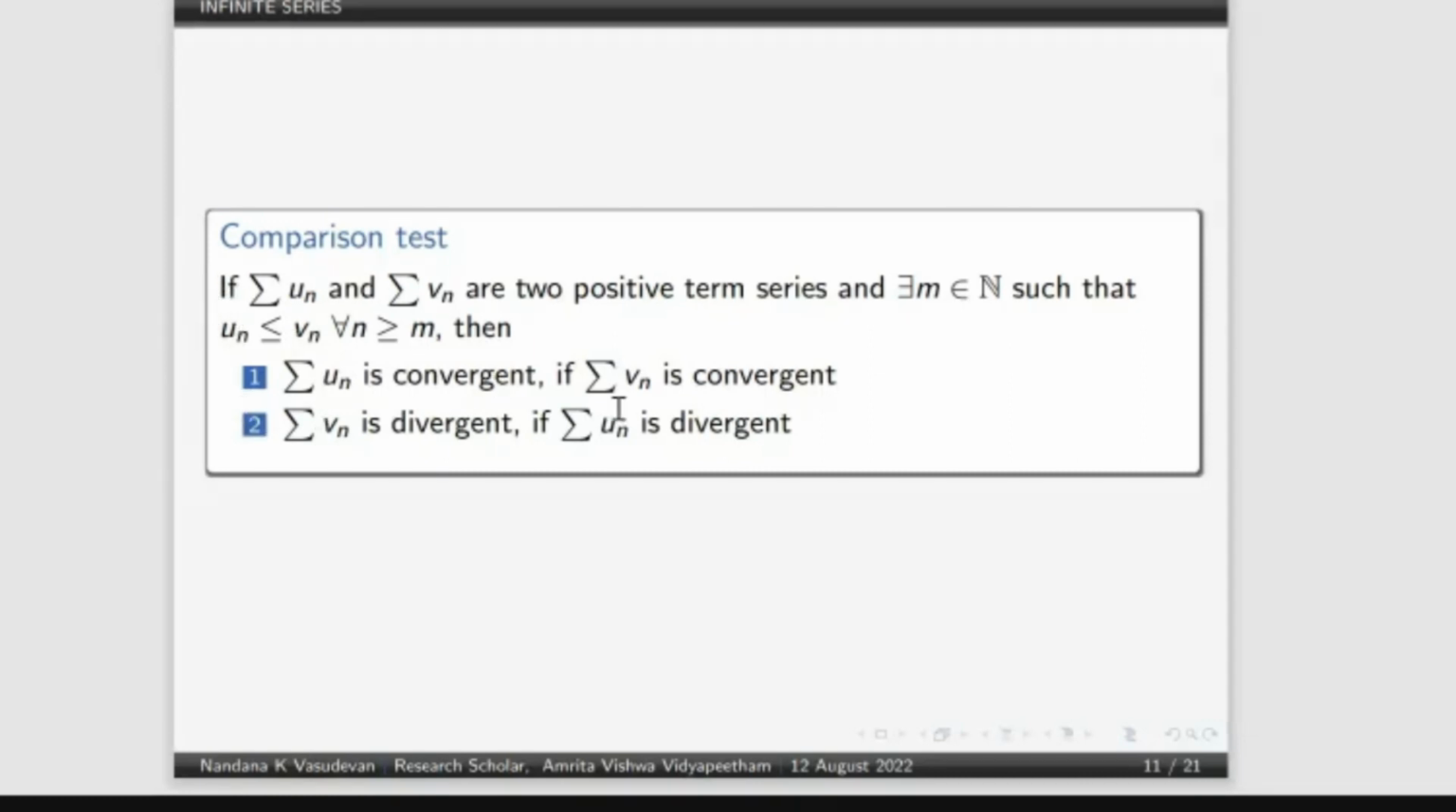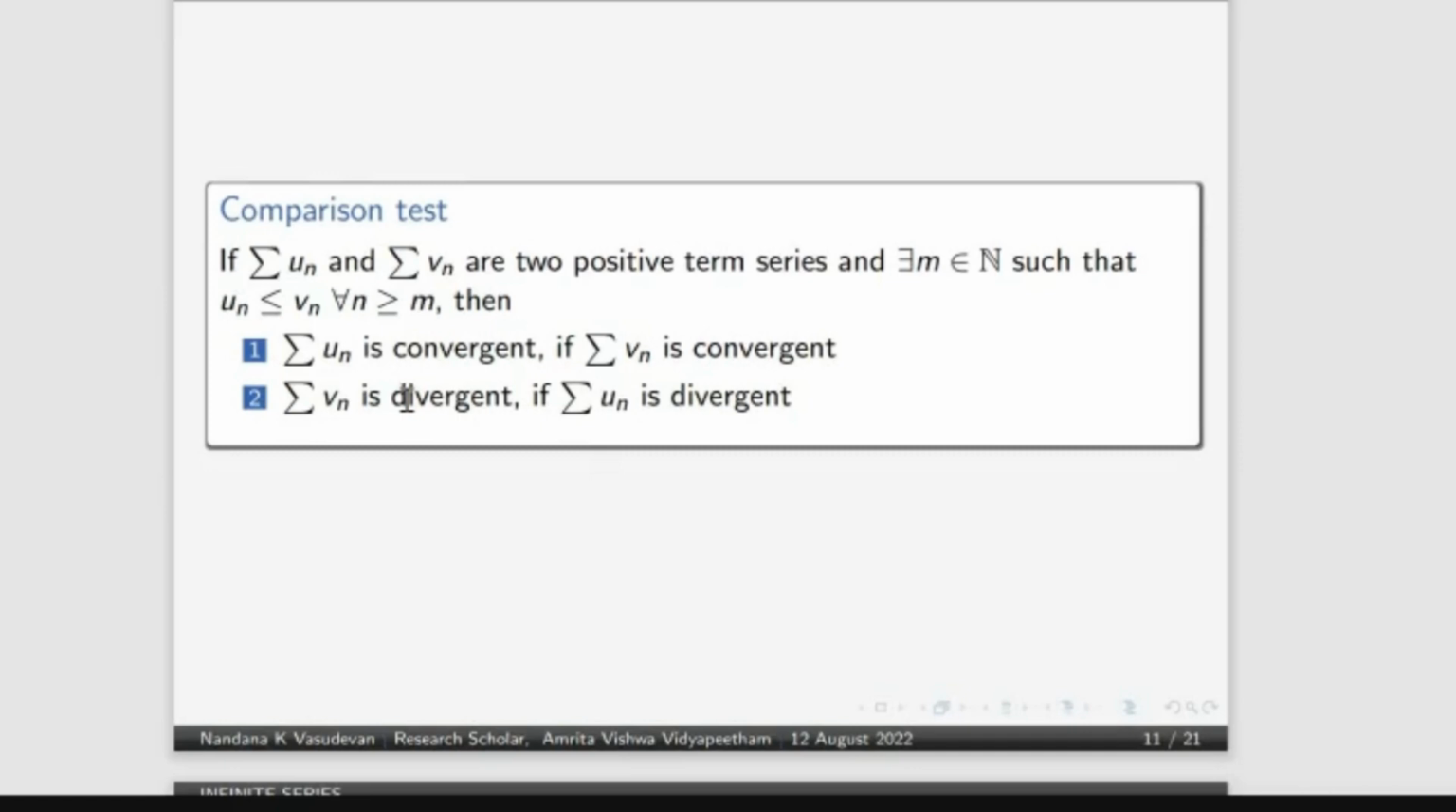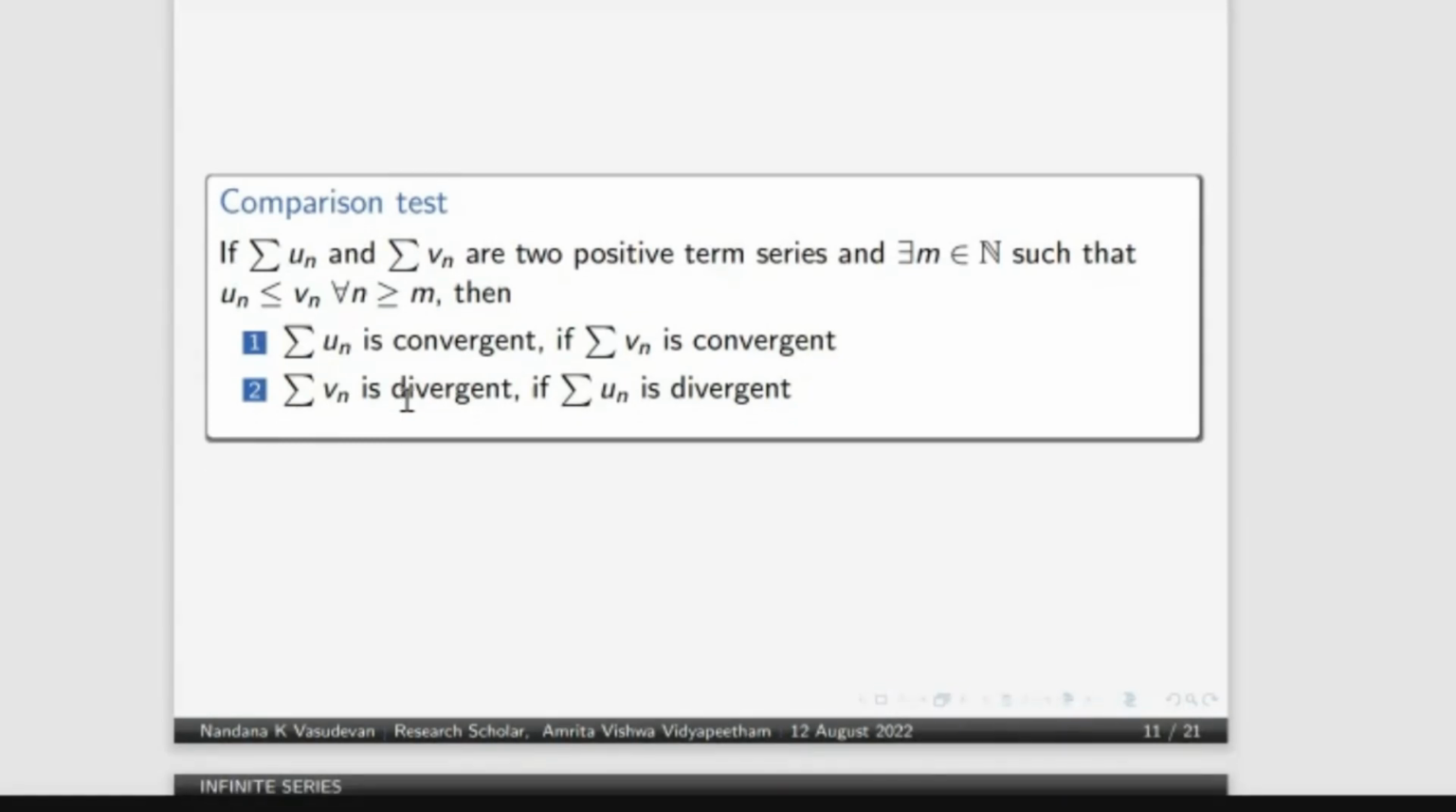Because according to the theorem statement, the series which is convergent, its terms should be bounded above. And if I am talking about divergence, it is not required that I get the series on the right side. I need to get it on the left side. So that is very important, where you place the terms of the series. So that is about the comparison test.